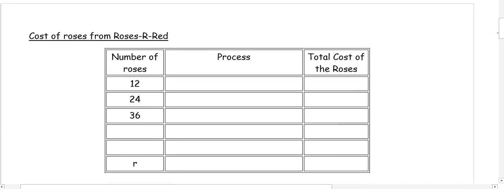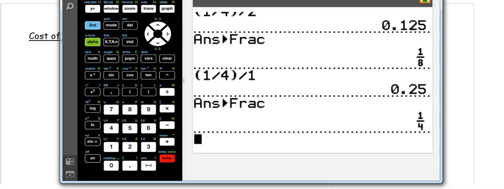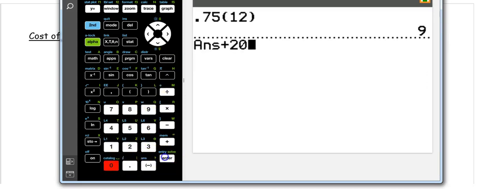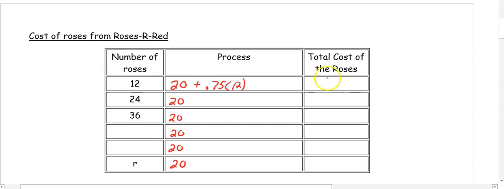So let's create a table looking at our cost of roses. Remember that for Roses Are Red, there is a $20 service fee, so we're always going to have $20. And then it's 75 cents per rose. So in this case, if we're at 12 roses, we're going to do 0.75 times 12. In our calculator, we could do 0.75 times 12 plus 20, and that gets us $29.